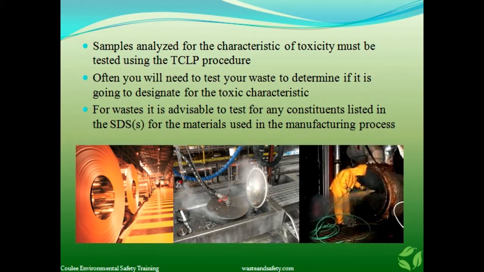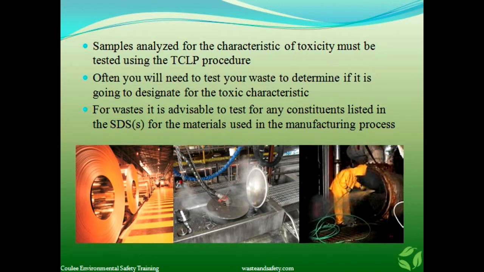This is a subtle but very important distinction that you need to keep in mind. Often you will need to test your waste to determine if it's going to designate for the toxicity characteristic. And this is especially true when you have an inconsistent waste stream, which can have varying levels of chemicals. You may need to test for any relevant chemicals in every batch before designating your waste.